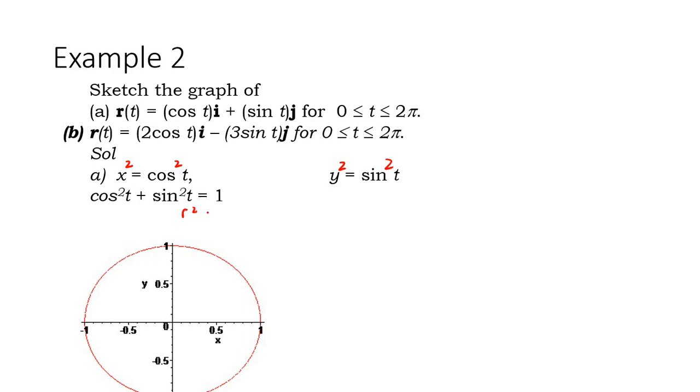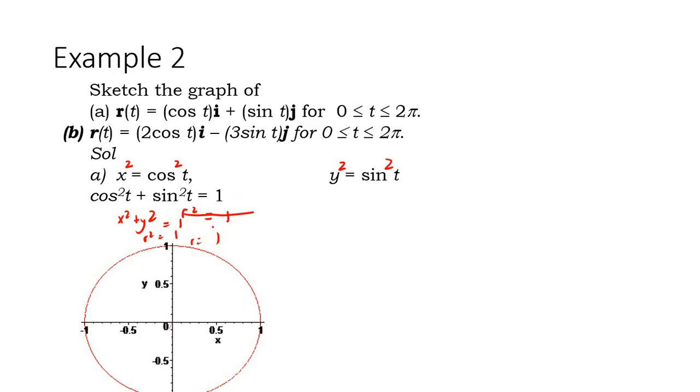And in polar coordinates, cos squared t plus sin squared t is x squared plus y squared, which equals 1. Therefore r squared equals 1, so r equals 1. So it tells you this is a circle. Cos squared t is x squared and sin squared t is y squared, so you get x squared plus y squared equals 1. This is a circle equation centered at the origin with radius 1 unit. So that is equation A.